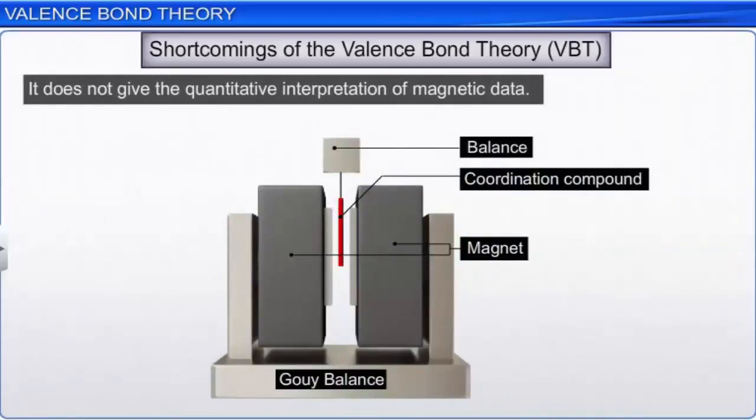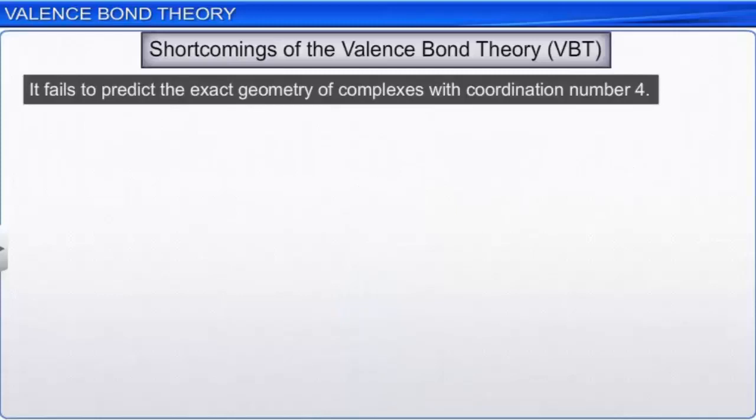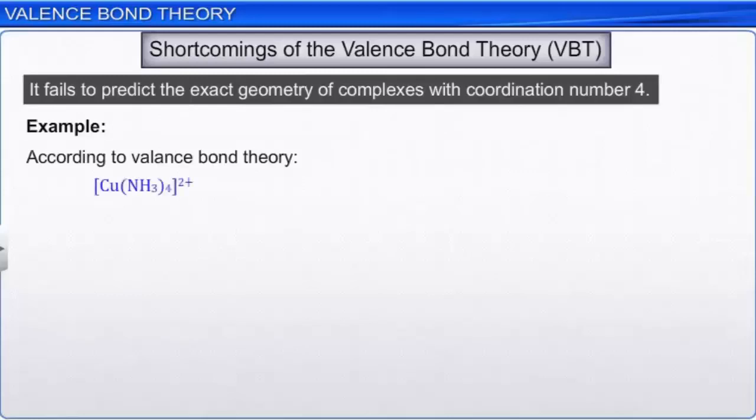For example, according to the valence bond theory, [Cu(NH3)4]2+ has tetrahedral geometry, but X-ray analysis has proved that this complex has square planar geometry.